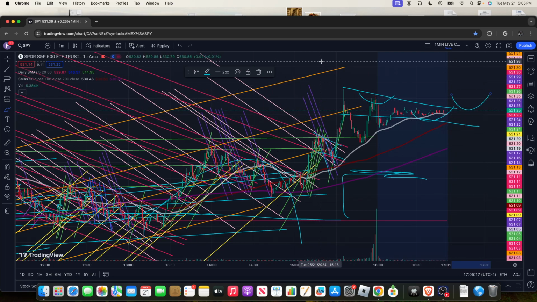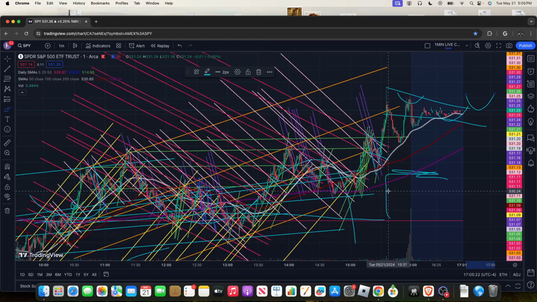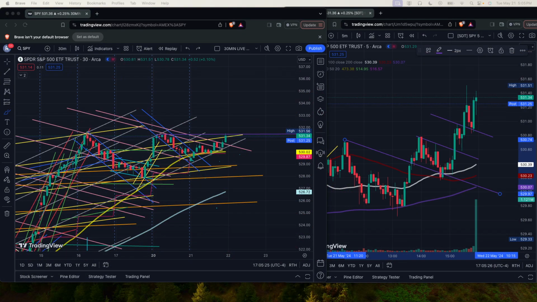Don't go into longs yet. Look if we test the 5 day again tomorrow, and then we might make higher highs again. But let me show you in the 30 minute. So we're still in the close of the cup. Wait for some type of handle.